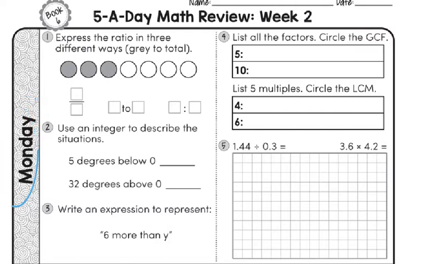So let's get started. If you watched the video or already did the first page, you will notice that these problems are going to be very similar each week. That's why we like them. You are going to express the ratio in 3 different ways, gray to the total this time. Last time it was gray to white. This time it's gray to total. So your top number is going to be how many gray there are. Your bottom number will be how many total, since it asked for total. Make sure you read that closely each week.